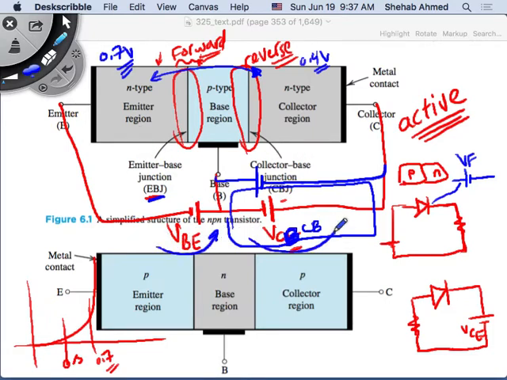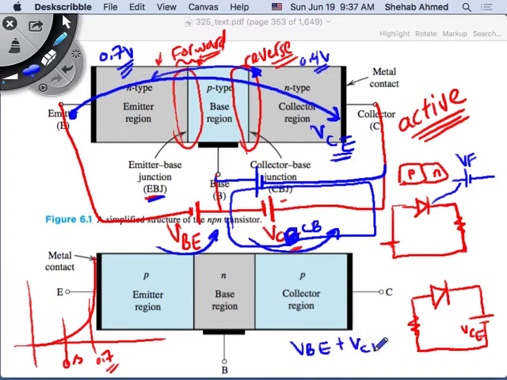And this is VBE, and this is VCB. How about this voltage between here and here? Always the arrow is pointing to the first letter, so it's VCE. So VBE plus VCB equals VCE, right?